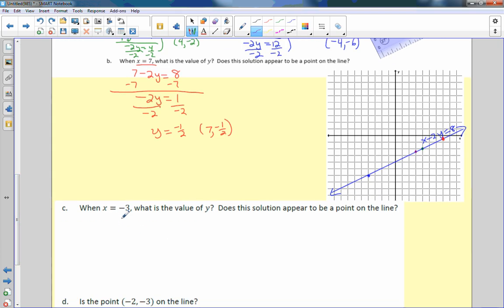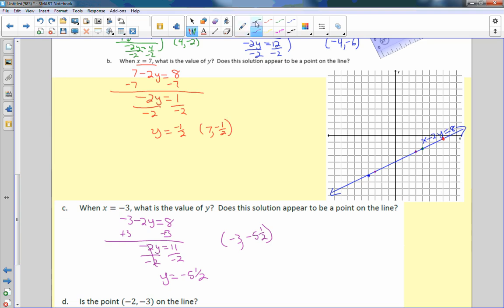x is now negative 3. x minus 2y equals 8. Add 3. Add 3. Negative 2y equals 11. Divide by negative 2. y equals negative 5 1/2. So my point is (-3, -5 1/2), or (-3, -11/2), either way. So now we're going to check. Negative 1, negative 2, negative 3. 1, 2, 3, 4, 5, and 1/2 is definitely there.